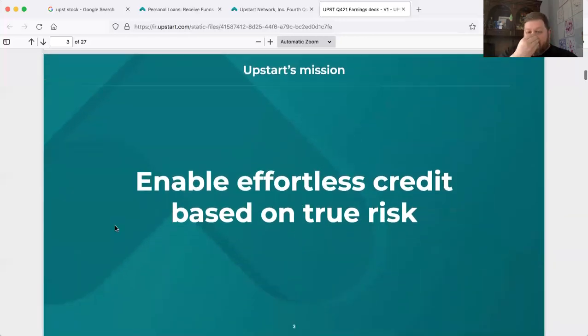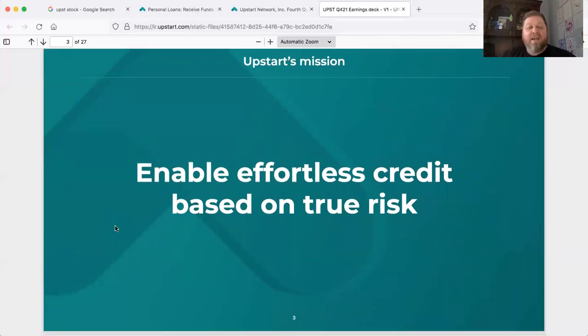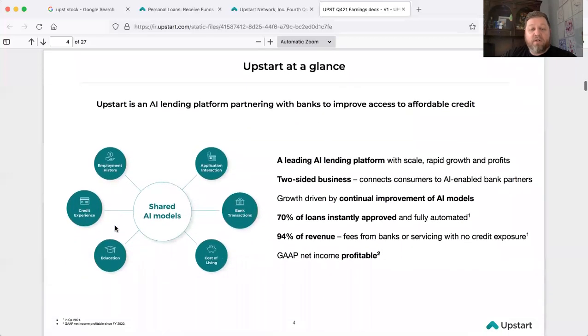So here is their mission, and I want to explain why I think this is a joke. Their mission is to enable effortless credit based on true risk. Now, here's the thing. This is what they're defining as this situation. They're leveraging a number of AI models. I don't know what models they're using, although I can take a lot of guesses and probably be pretty accurate. They're calling themselves an AI lending platform, partnering with banks to improve access to affordable credit. That's a complete joke, affordable. I'm sorry. That's absolutely unbelievable, but fine.